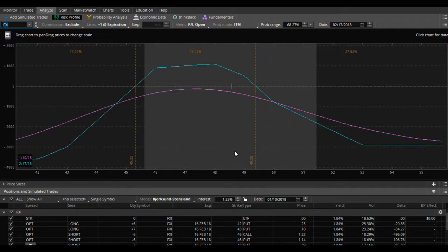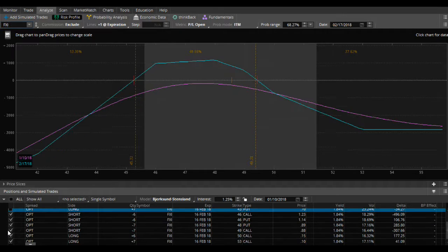As you might remember, FXI was a security in which we initially had an iron butterfly at the 46 call put area, and we have had to move that up. Our previous break even was right at 48, and we've been able to move that break even from 48 all the way to 49.38 in an effort to move with the market.